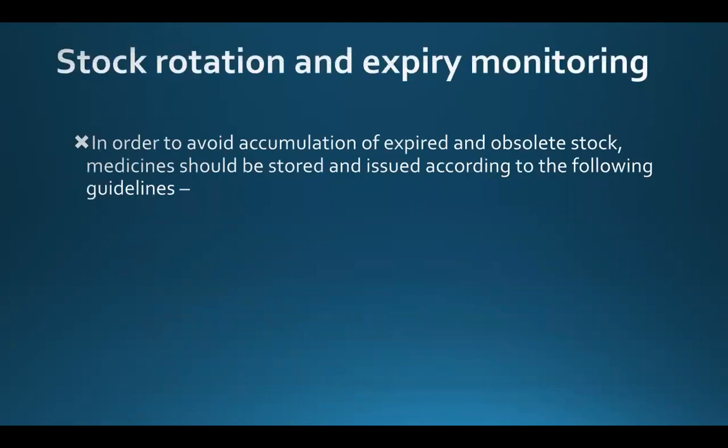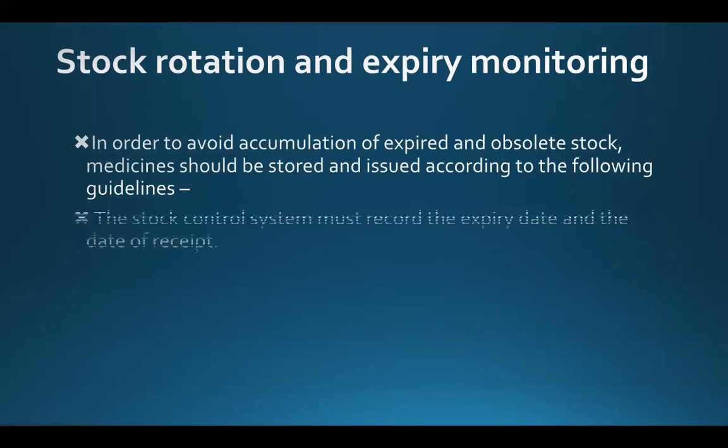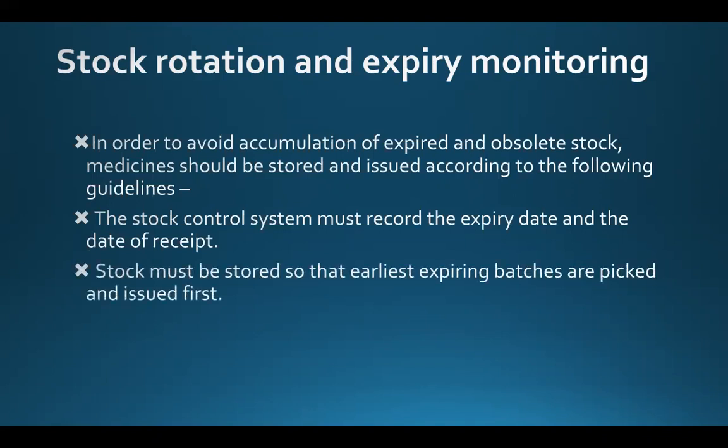Stock rotation and expiry. Why is there a need for stock rotation? In order to avoid accumulation of expired and obsolete stock, medicine should be stored and issued according to the following guidelines. What are the guidelines? The stock control system must record the expiry date and the date of receipt. Stock must be stored so that earliest expiring batches are picked and issued first.